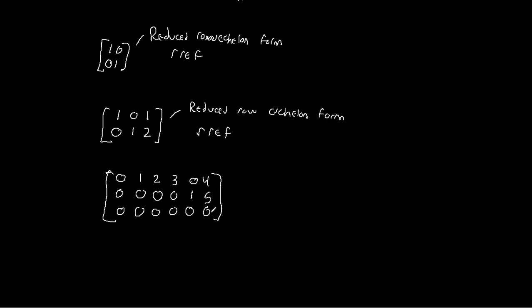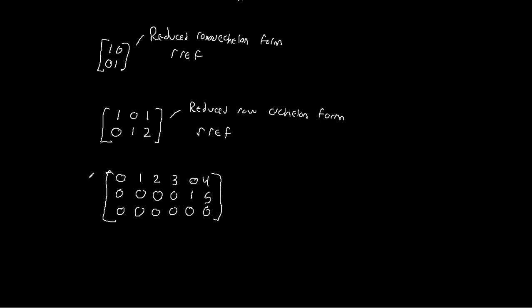All right, now I may have already spilled the beans, but I want you to pause the video and confirm for yourself whether or not this is in reduced row echelon form. Okay, so hopefully you did that, and hopefully you came up with this is in reduced row echelon form. But let's go ahead and walk through our checklist one more time just to confirm for ourselves.